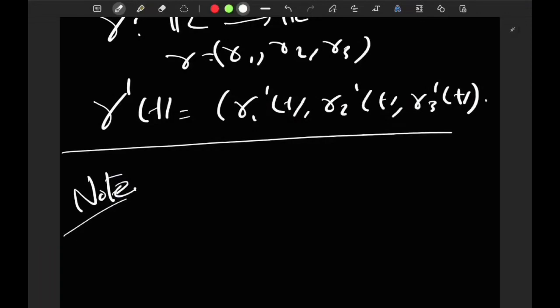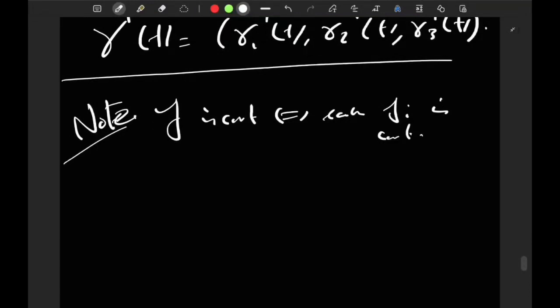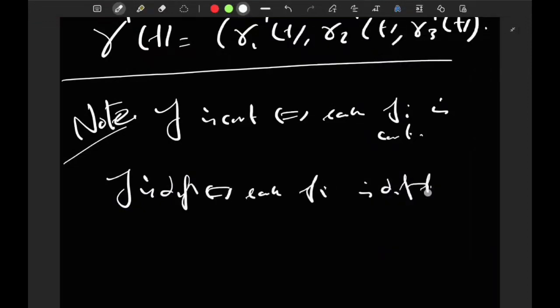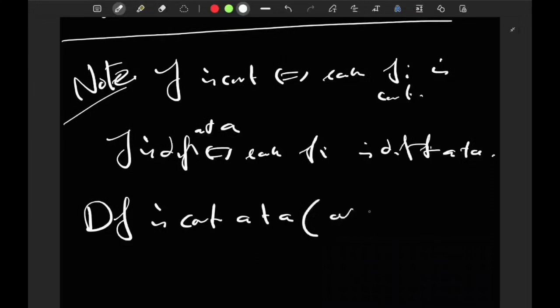The note is that we know that f is continuous if and only if each fi is continuous, and that's something from basic real analysis. What we did now was show that f is differentiable if and only if each fi is differentiable at a given point a. And furthermore, f is of class C1, or if you want, f prime is continuous. So df is continuous at a, or f is of class C1 at a.